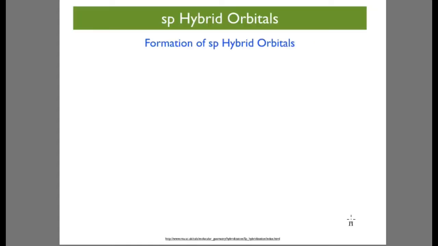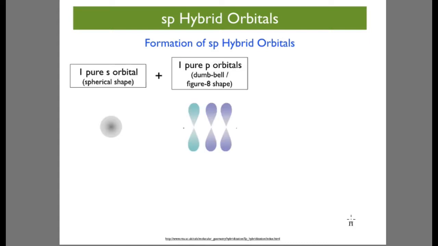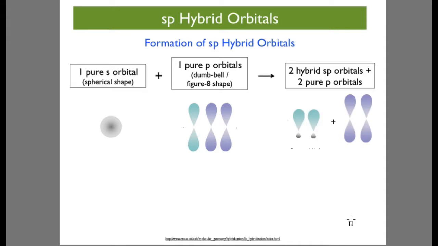The formation of the sp hybrid orbitals. So this time we've got 1 pure s orbital, we've got 1 pure p orbital, and it gives us 2 hybrid sp orbitals and 2 pure p orbitals. The shape and energy of the hybrid sp orbital are intermediate between the pure s and p orbitals.